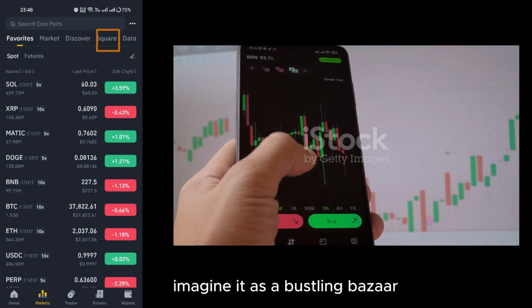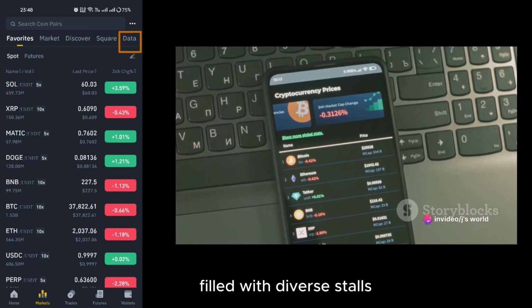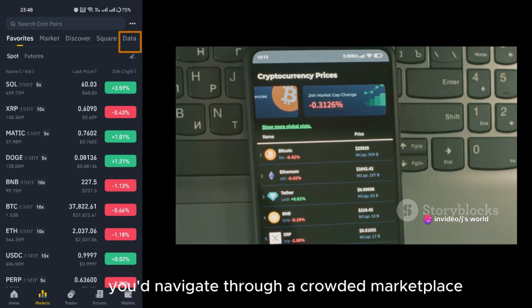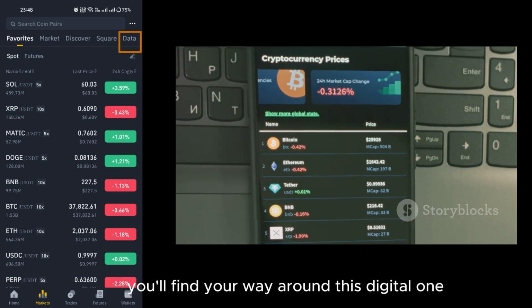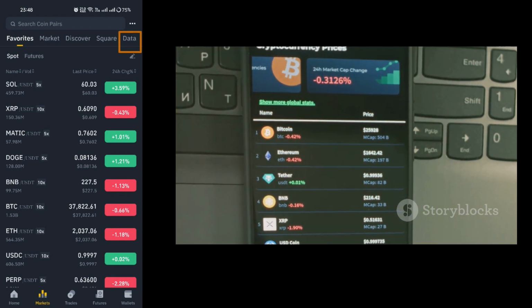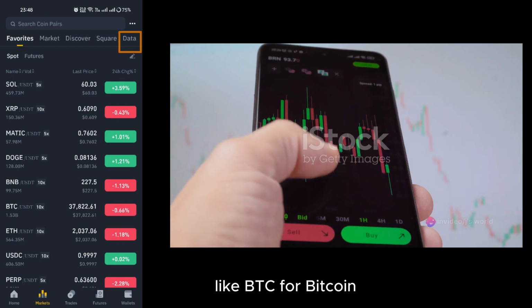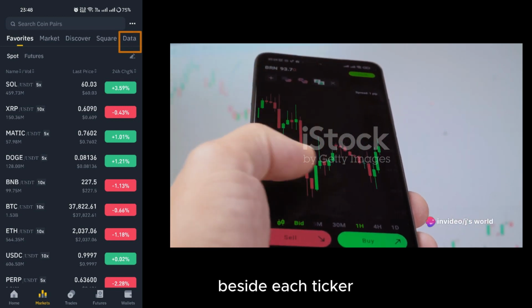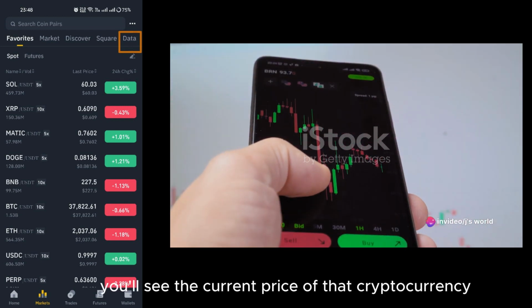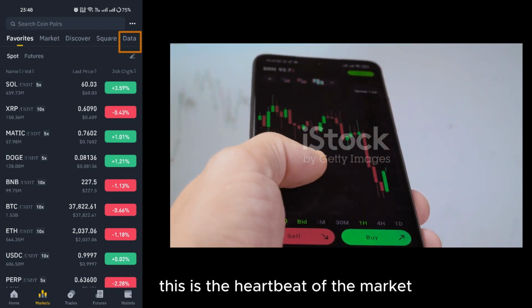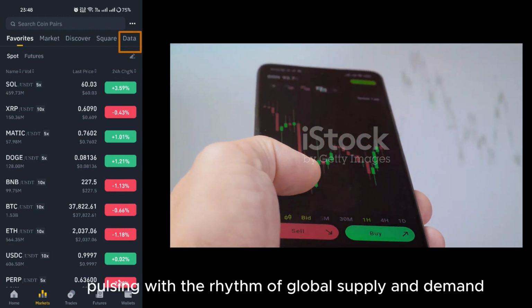Imagine it as a bustling bazaar filled with diverse stalls, each representing a different cryptocurrency. Just like how you'd navigate through a crowded marketplace, you'll find your way around this digital one. Each cryptocurrency is listed with its ticker symbol, like BTC for Bitcoin or ETH for Ethereum. Beside each ticker, you'll see the current price of that cryptocurrency in real time. This is the heartbeat of the market, pulsing with the rhythm of global supply and demand.